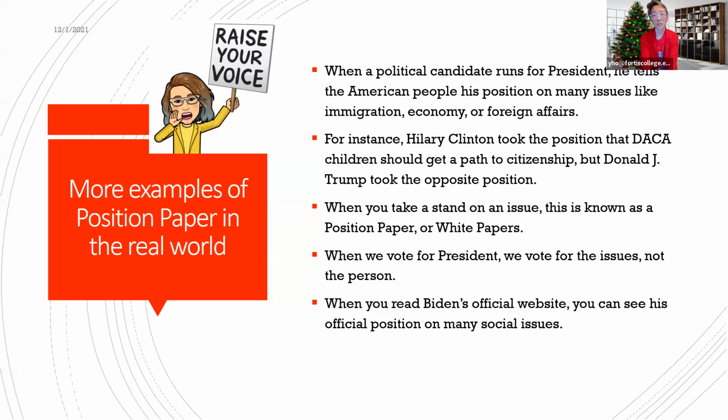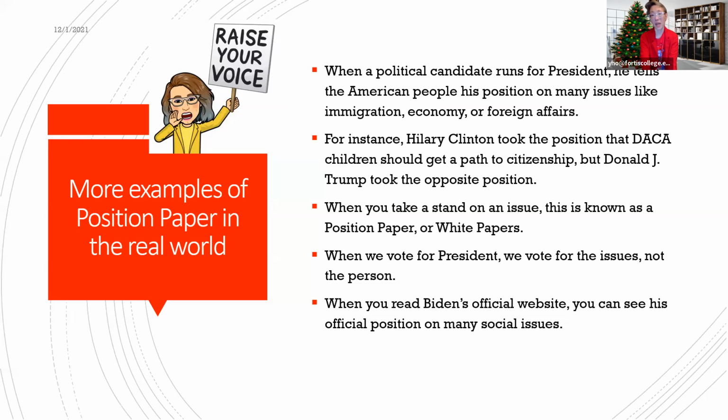More examples of position papers in the real world. When a political candidate runs for president, he would give the American people his position paper on many issues, such as immigration, economy, or foreign affairs. And these position papers are usually found on the candidate's official website. So if you're going to vote for someone and you wonder, what does this candidate stand for? Then you would go to that candidate's official website and look at the candidate's position papers.